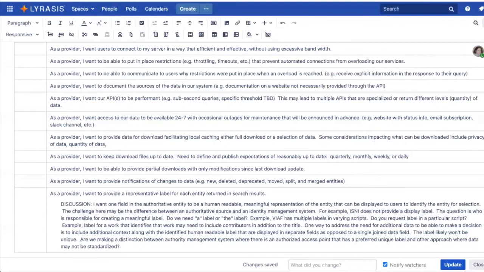So I did add on to this that some considerations impacting what can be downloaded include privacy of data, quantity of data. Is there something else that would impact whether or not data can be downloaded? I'm not sure can, but should. So for example, for Wikidata, we tell people that if they have high frequency requests that they would send to us, then they are probably better off setting up their local system and using a dump to fill that local system instead of constantly asking our API.